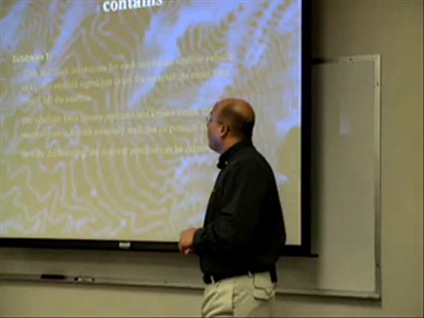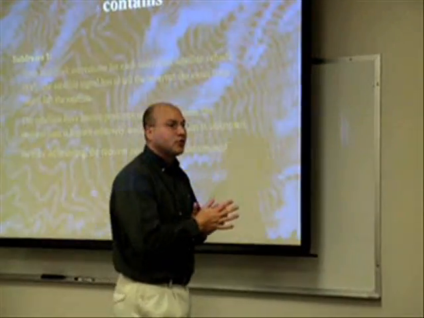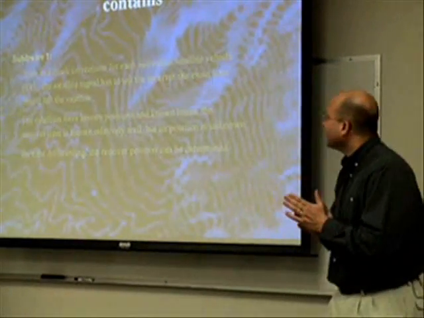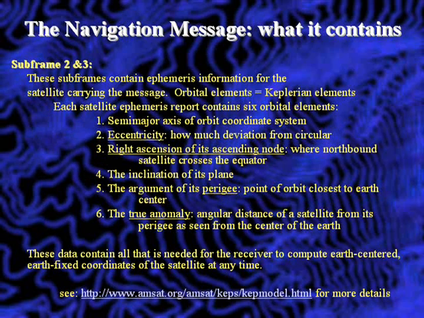So subframe 1 uses time and clock corrections for each individual satellite vehicle, SV. That is very important for our correct positioning. Then by time differencing, we can track the start of the signal, which we'll cover in a minute. Subframes 2 and 3, that's where the ephemeris information is all collected.